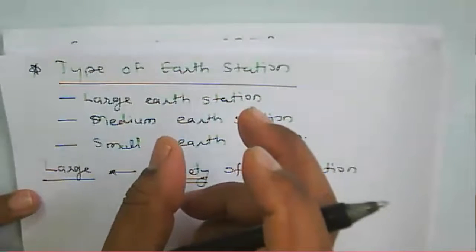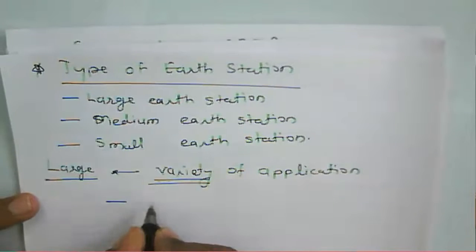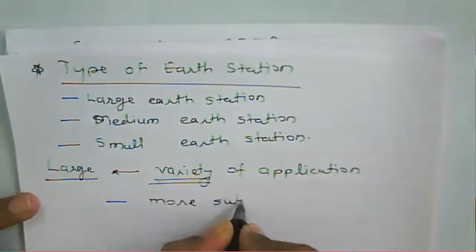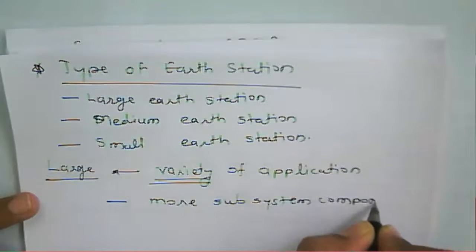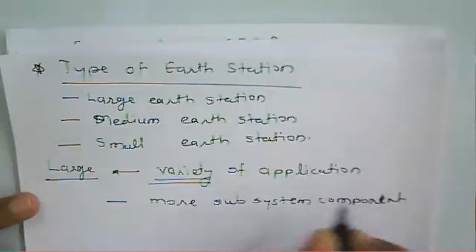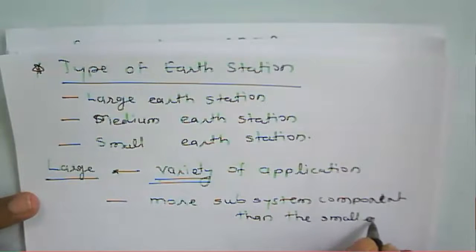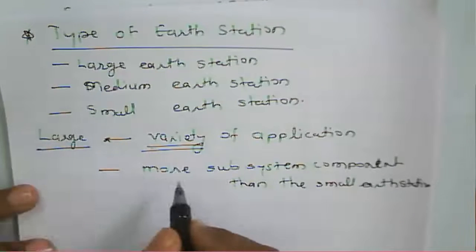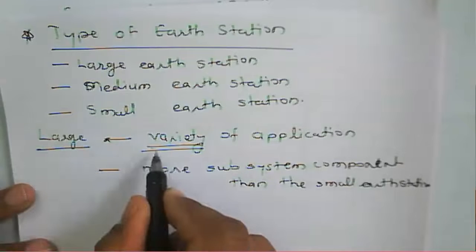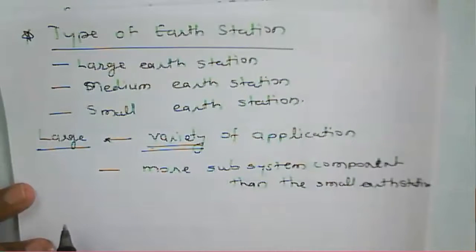And that large earth station has more subsystem components than the small earth station. So that's why we can say that this large earth station will support a variety of applications, because it has more subsystem components.